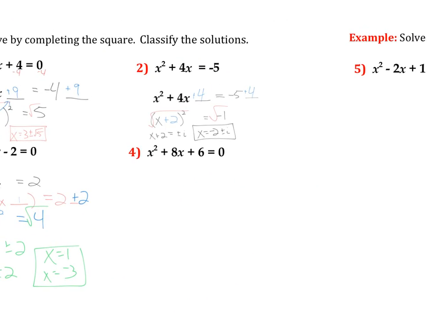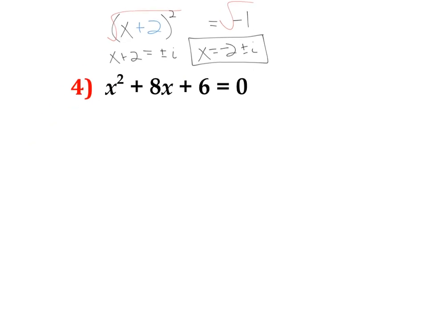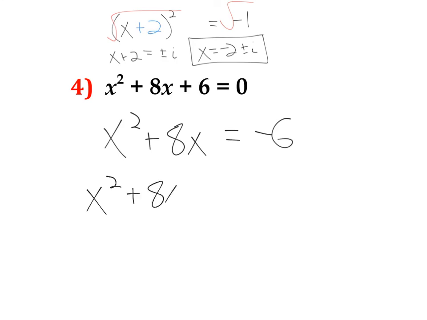All right, last one in this problem set. This one's nice and straightforward. We'll keep the x squared and the 8x over on the left. We'll kick the 6 to the right side. It becomes negative when we do that. I didn't leave a blank space. Silly me, what am I doing? So then this would be x squared plus 8x, blank, negative 6, blank.